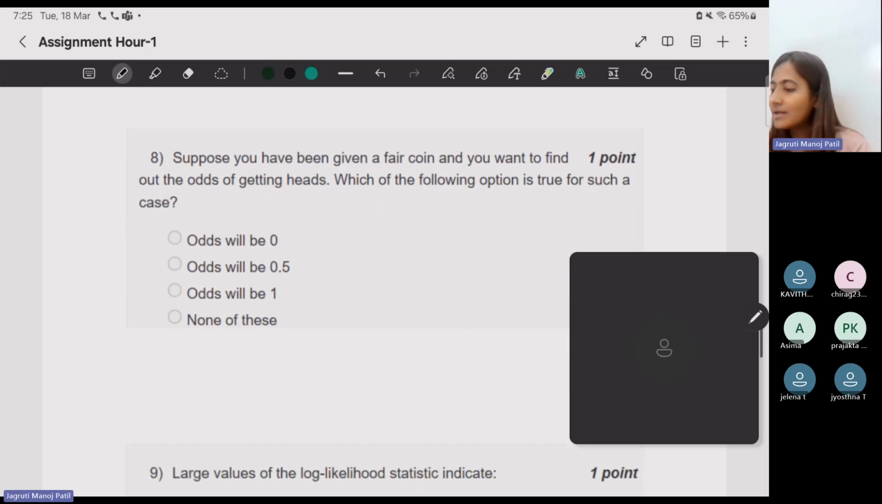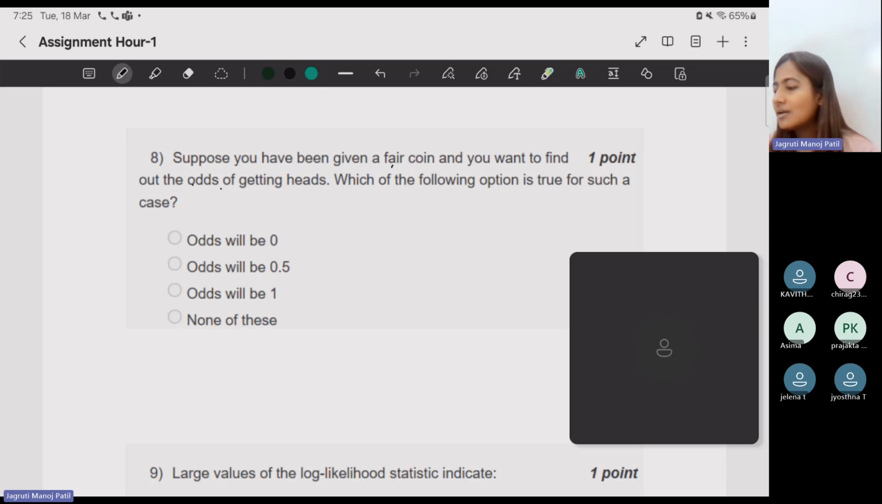Suppose you have been given a fair coin, and you want to find out the odds of getting heads. How many heads will you have? Which of the following is true for such a case? This is something related to your categorical variable. If you give some value to it, accordingly the terms to it would be.